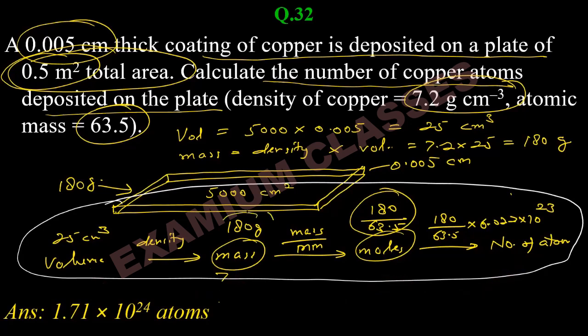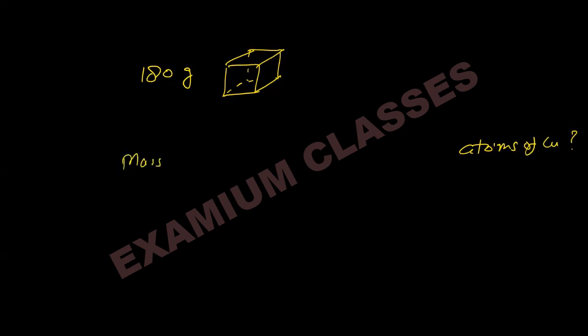So you got 180 grams of copper. If you know that I have 180 grams of copper, I can convert it to moles, because what I need is atoms of copper. I have been asked atoms of copper, and now I know mass, and I can convert mass to moles, and moles can be converted to atoms.